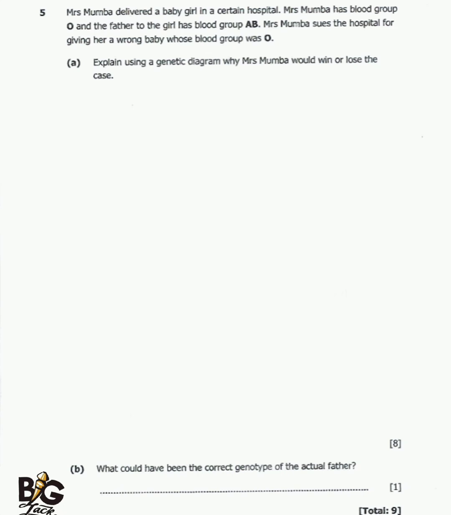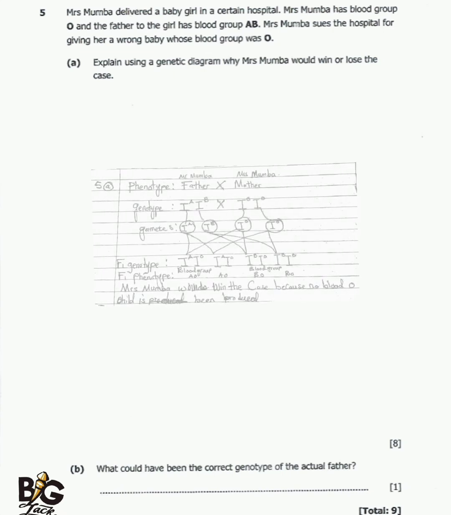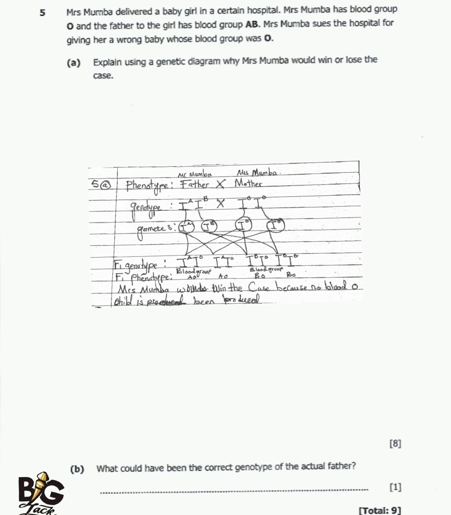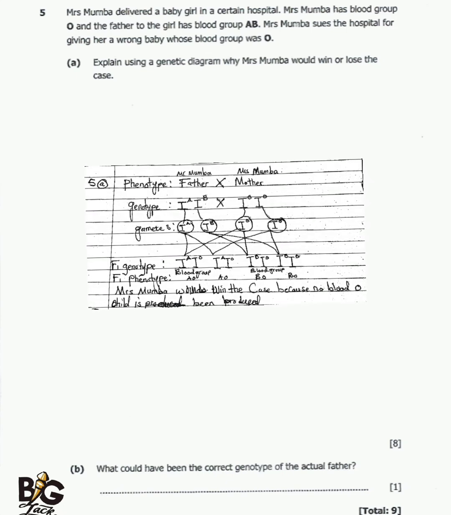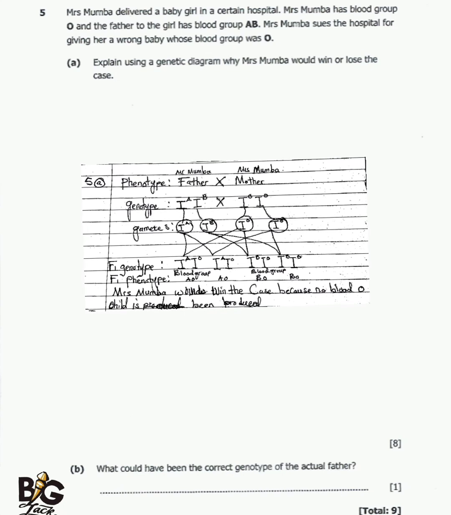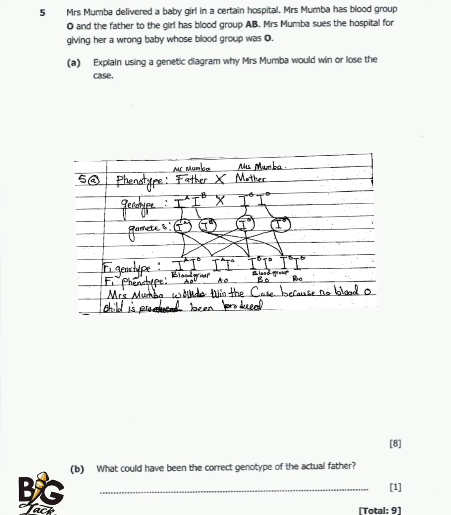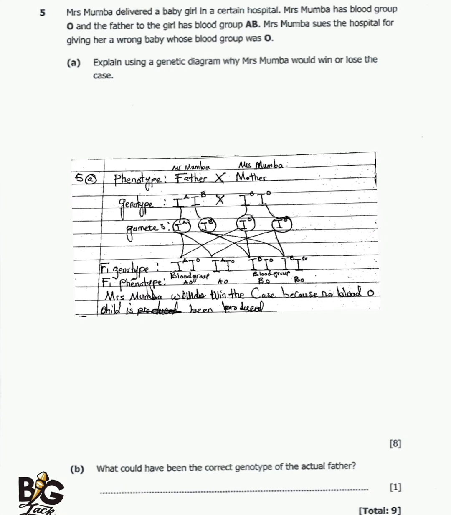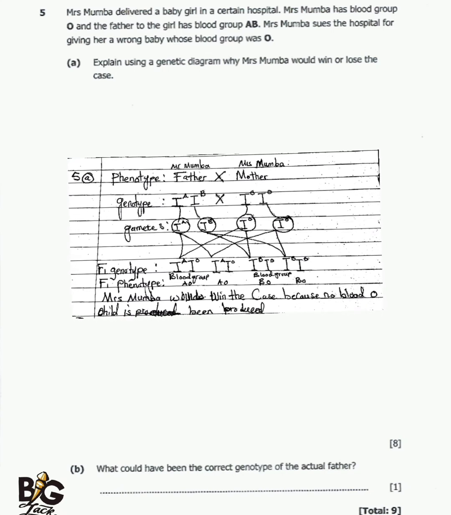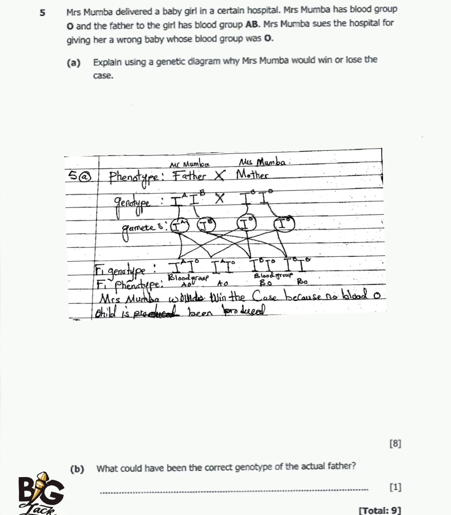So now the question is saying explain using a genetic diagram why Mrs. Mumba would win or lose the case. So in this case I'm going to start with the phenotype, which is the outward appearance of a living organism. So here I'm going to say Mr. Mumba or the father, crossed with Mrs. Mumba or the mother.